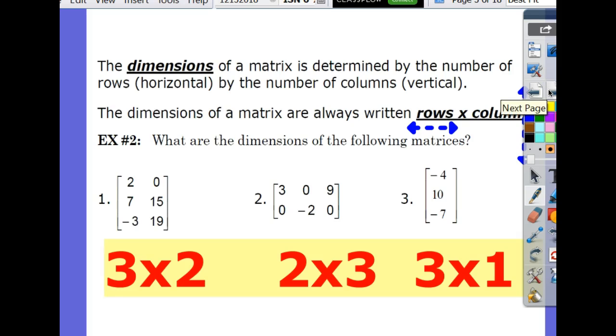Okay, example number 2. This matrix right here has 3 rows and 2 columns. It's a 3 by 2 matrix. See where you write that on your paper? This has 2 rows and 3 columns. The first number is the number of rows. The second number is the number of columns. This has 3 rows and 1 column. Can you identify the number of rows and the number of columns? These numbers inside the matrix are called elements.